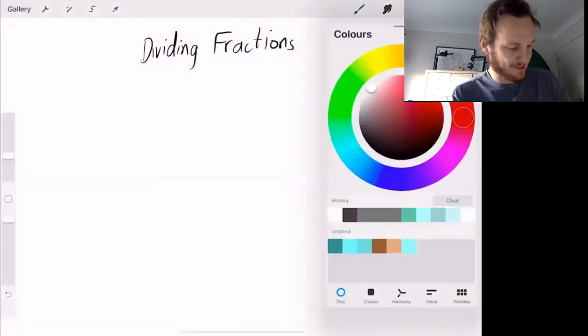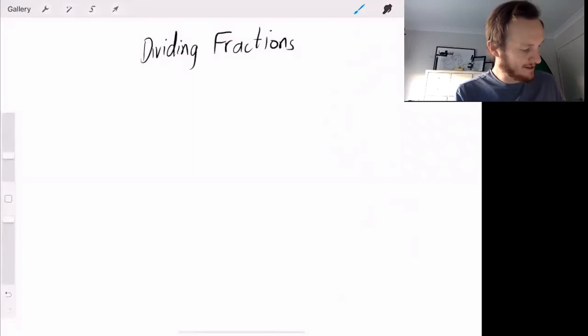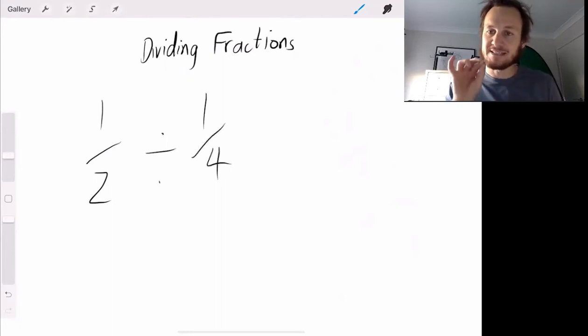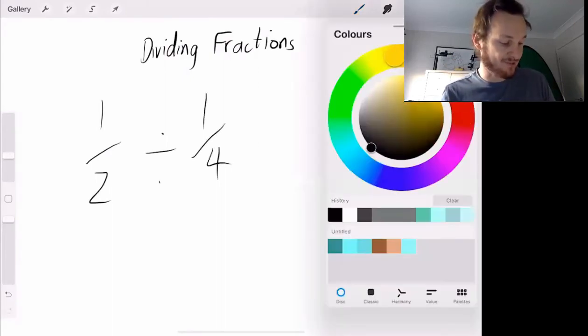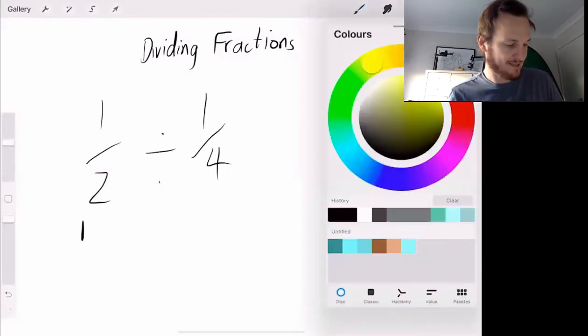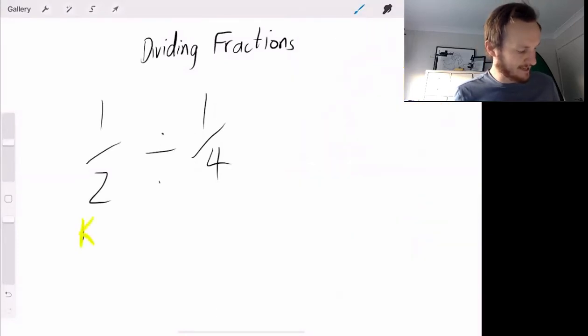I don't know why I'm black. Sorry, I'm trying to use Procreate. 1/2 divided by 1/4. Now, there's basically three things to remember when you're dividing fractions. And it is, why did that not go the right color? There, okay. Now I'm using yellow. I feel like I'm Ty, who used yellow all the time.